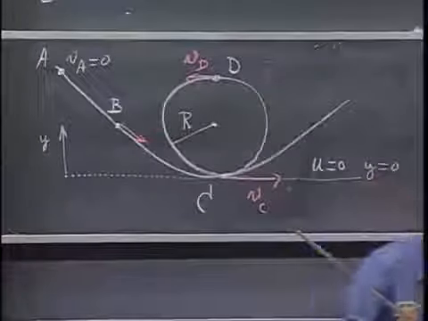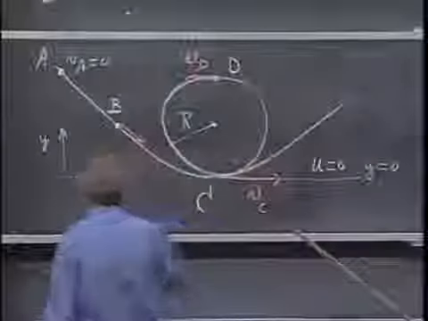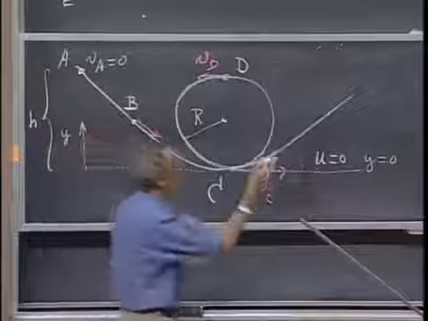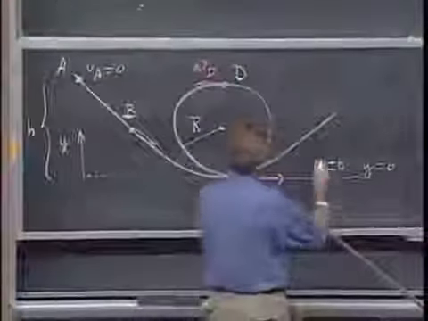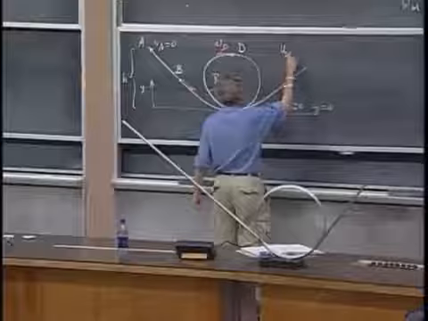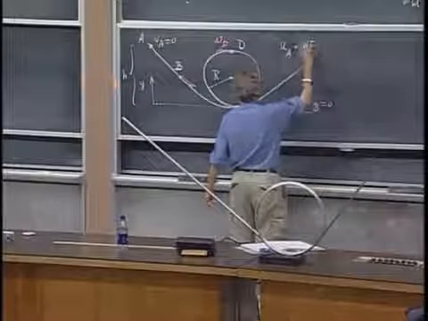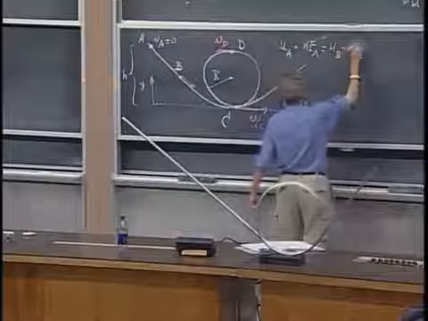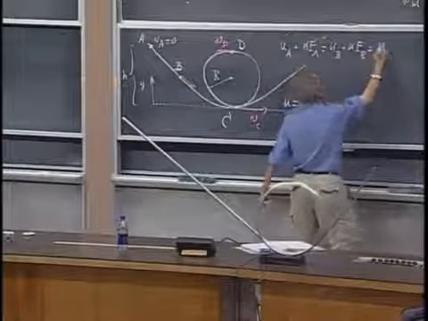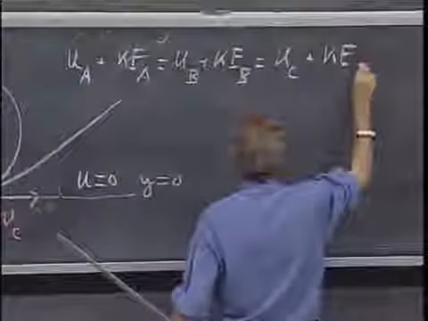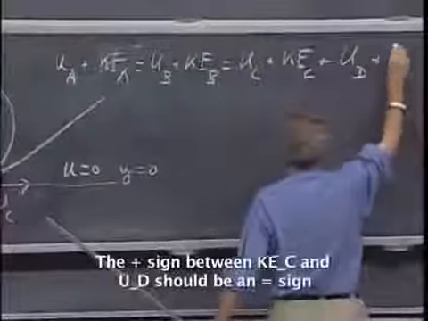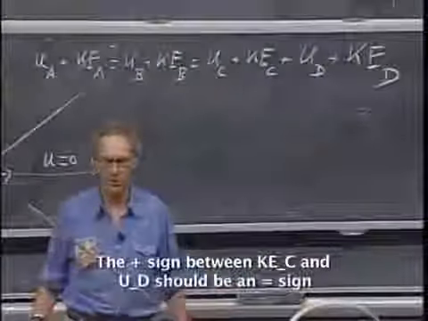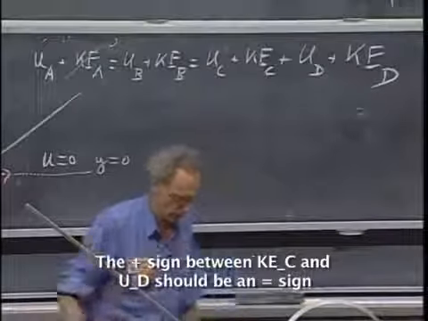Okay, I start off, point A is at a distance h above this level. And so I apply now the conservation of mechanical energy. So I know that U at A plus the kinetic energy at A, which is 0, must be U at B plus kinetic energy at B, must be U at C plus kinetic energy at C, must be U at D plus kinetic energy at D. If there is no friction, if there are no other forces, only gravity, so we lose no energy in terms of friction.